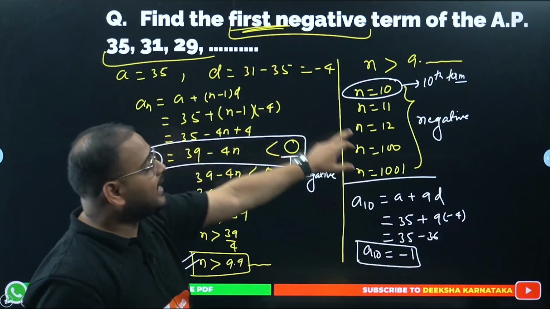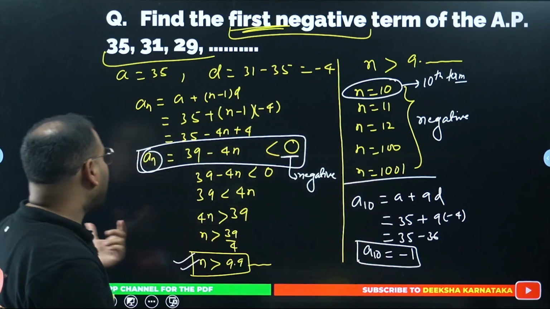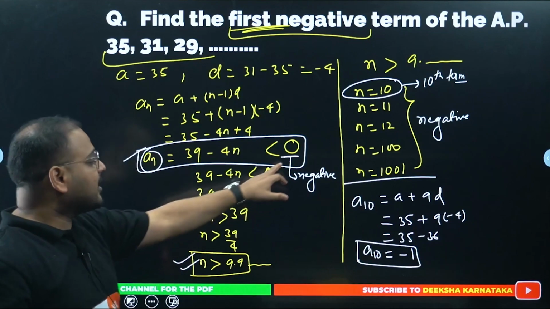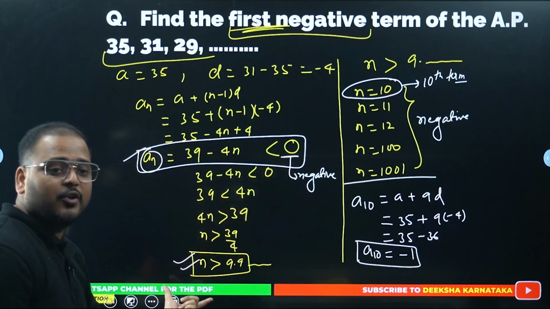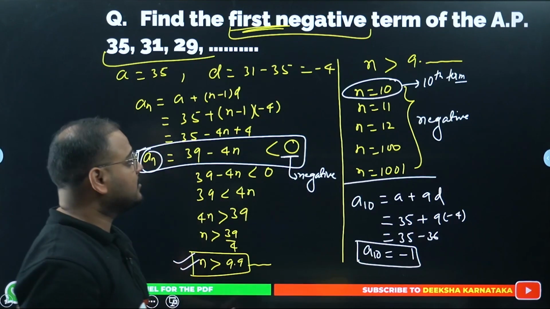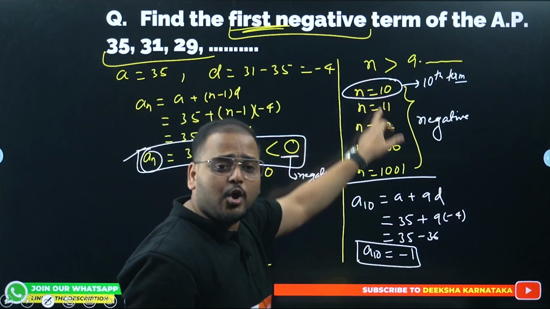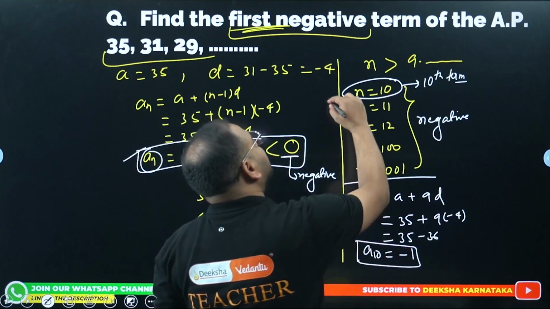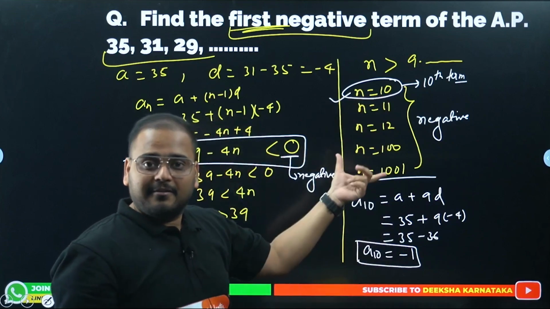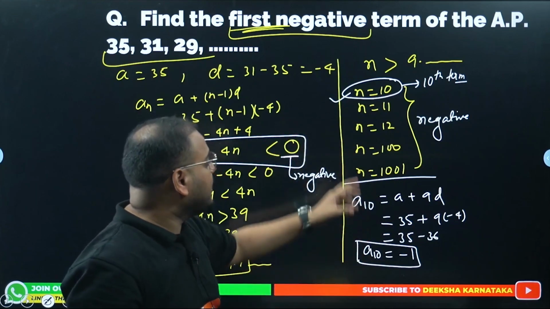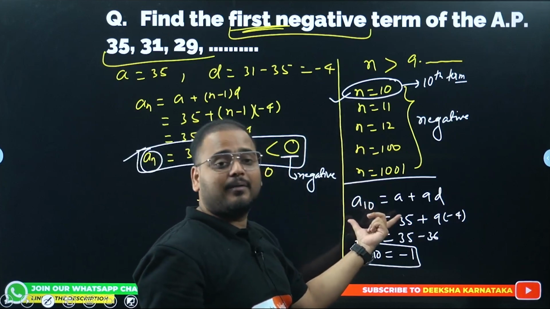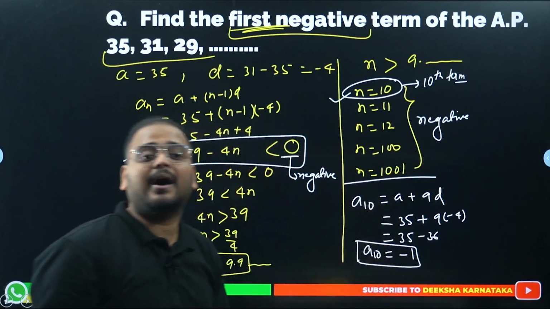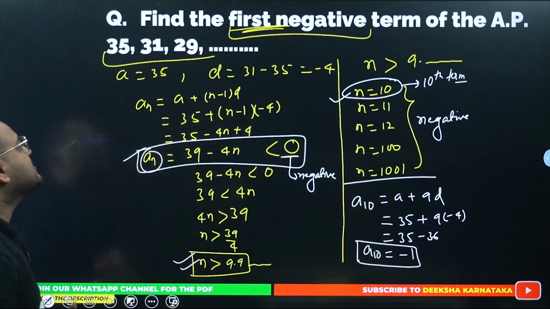First negative term, A10. How did we find it? We found the nth term and put it to be negative. We found the value of n in terms of inequation, and from the inequation we had a lot of values, but they're asking for the first negative. So we took the first solution of the inequality, and from there we reached n to be 10, and we found the 10th term as minus 1. I hope this is clear.